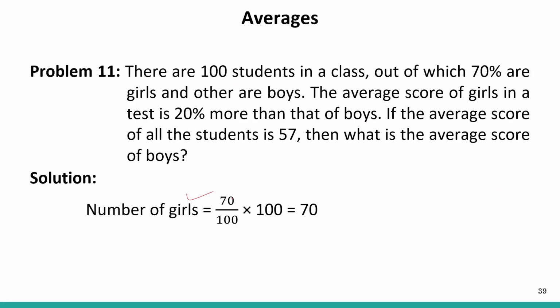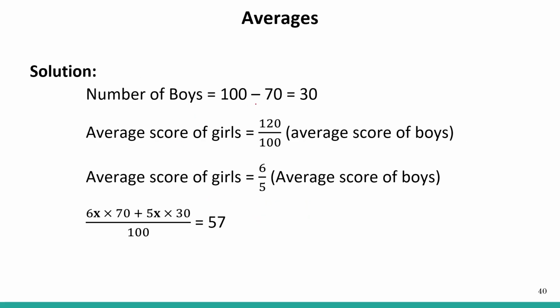So the number of girls is equal to what? 70 by 100 into 100, that is equal to 70. So the number of boys is equal to 100 minus 70, which is equal to 30. So the average score of girls is equal to what? 120 by 100 into the average score of boys. So the average score of girls is equal to 6 by 5 into the average score of boys.